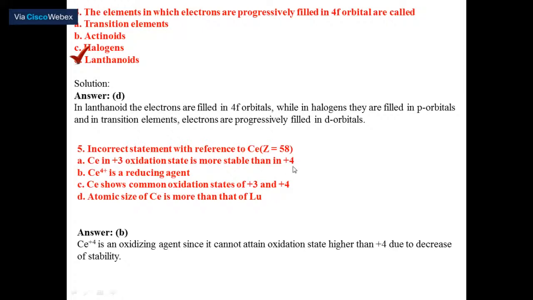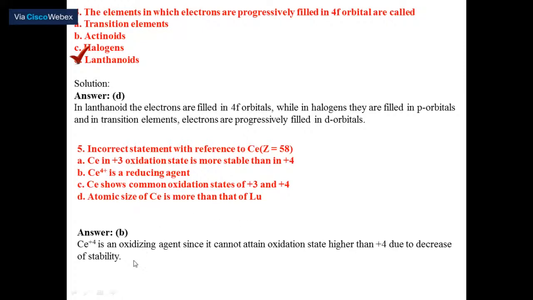Cerium exhibits both +3 and +4 oxidation states, so that is also correct. Cerium +3 is more stable. Almost all the lanthanides exhibit +3 oxidation state, and it is the more stable oxidation state. Then cerium shows common oxidation states, that is it exhibits both +4 and +3. And atomic size of cerium, obviously it is more than that of lutetium.